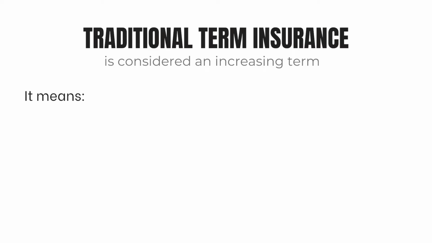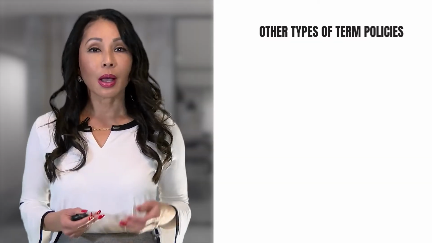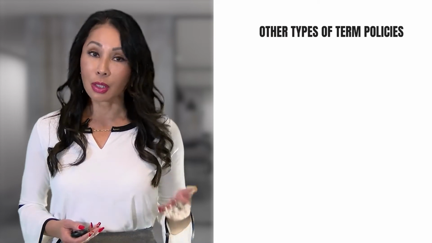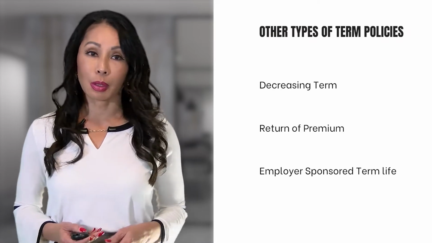Traditional term insurance is considered an increasing term, meaning as a person increases in age, keeping coverage the same, the policy premium tends to increase with time. There are also other types of term policies such as decreasing term, return of premium, and an employer-sponsored term policy.